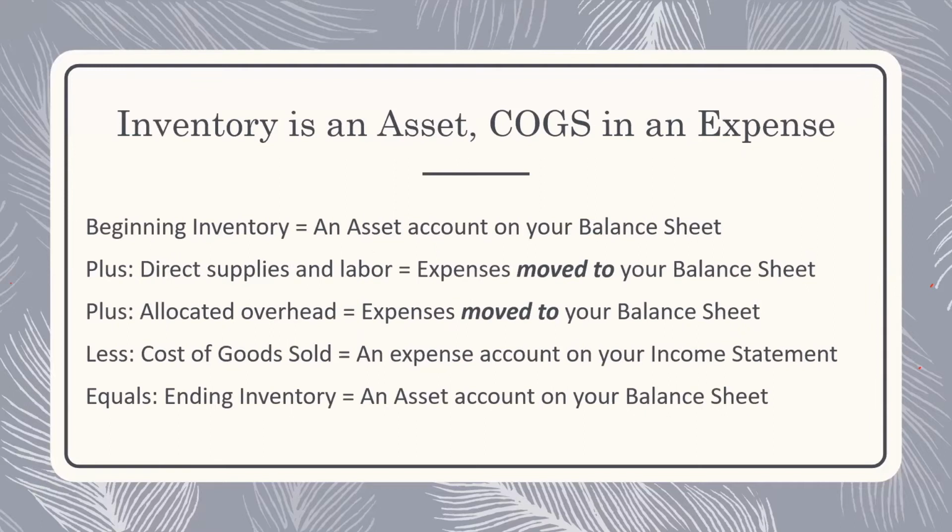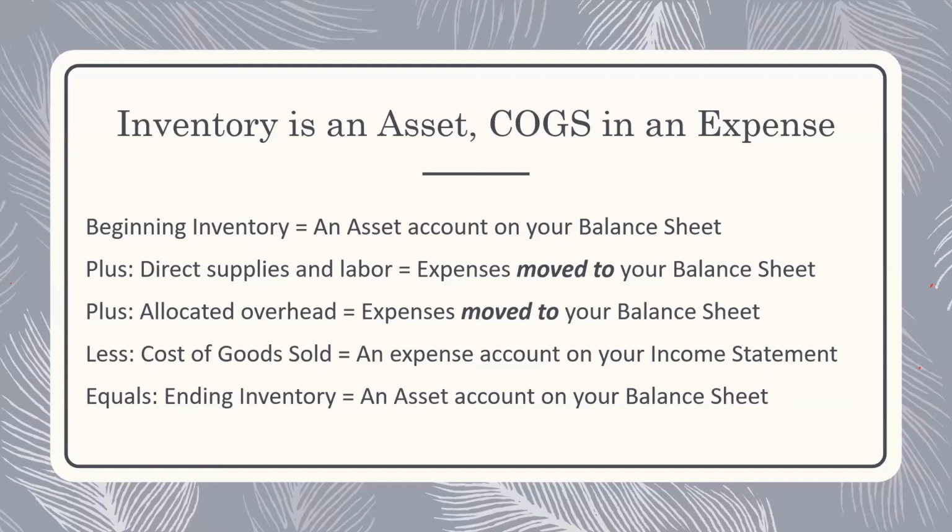All right, so inventory is the asset, COGS is the expense. So your beginning inventory is the asset account on your balance sheet. And then you add direct supplies and labors. You start out, you write the check, it probably goes to your income statement, but then you move it to your balance sheet. You capitalize it into inventory rather. Plus, if you're doing it right, you allocate some of your overhead. So those are sitting in expenses, the electricity bill, the property tax bill, the insurance, it's in your income statement. And you take a small amount of that and you capitalize it by moving it to the balance sheet where it lives now with the inventory asset.